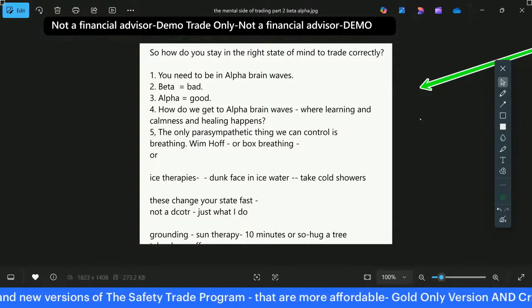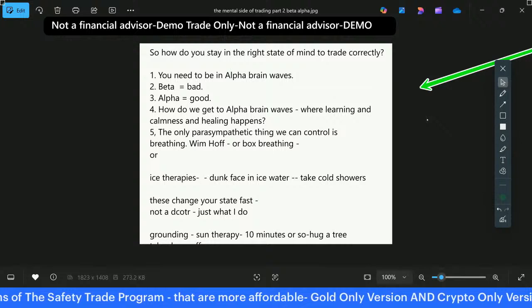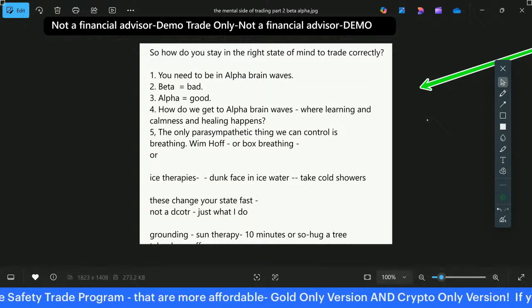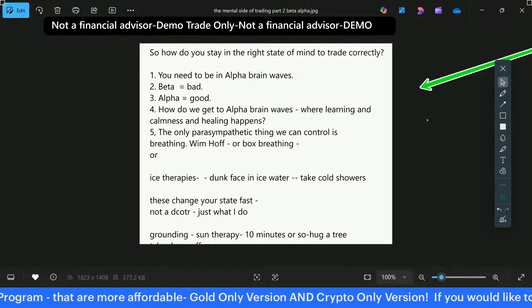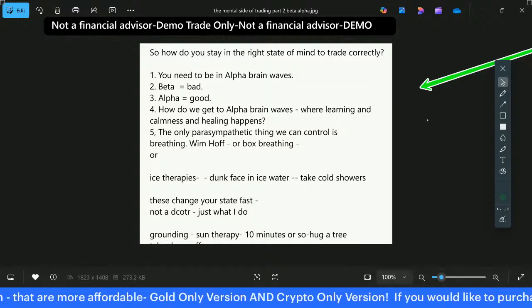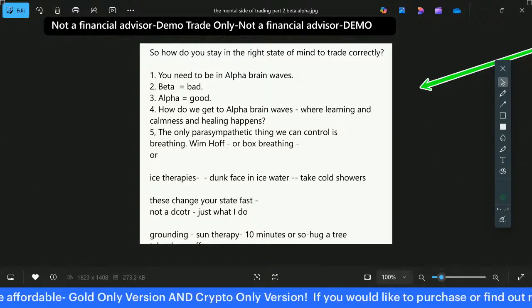There you go. So how do you get in the right state of mind for trading? You need to be in alpha brainwaves. Beta are the bad brainwaves. That's the scared trading. That's when you leave your trades too early. Here, let me pull this up for you.